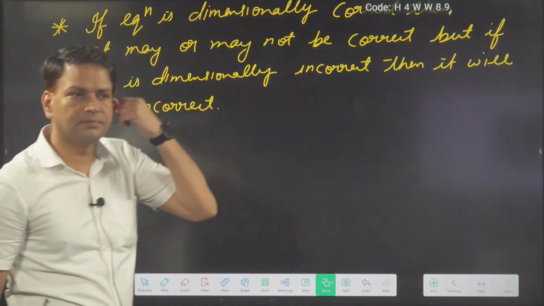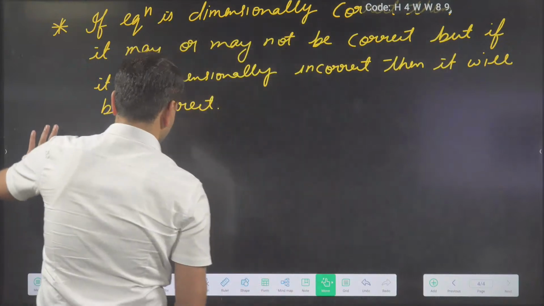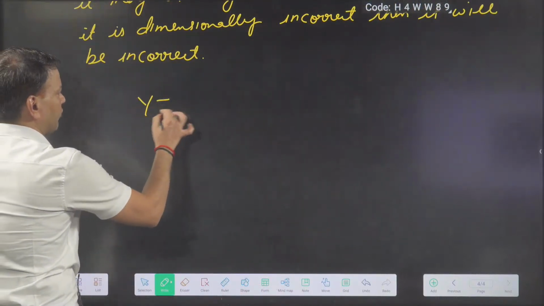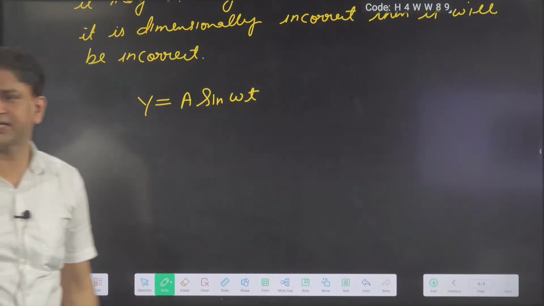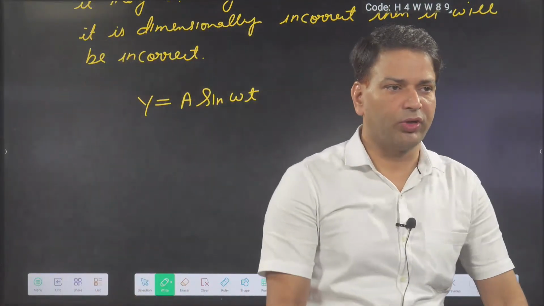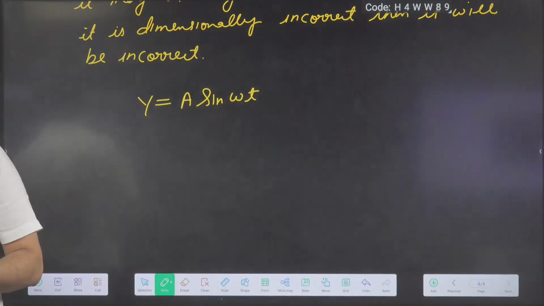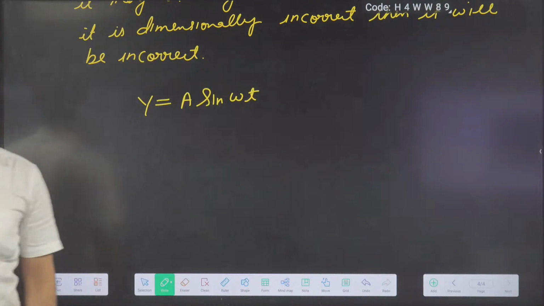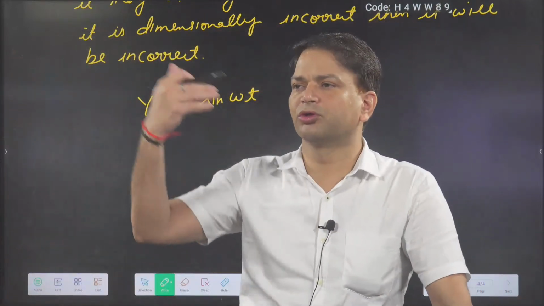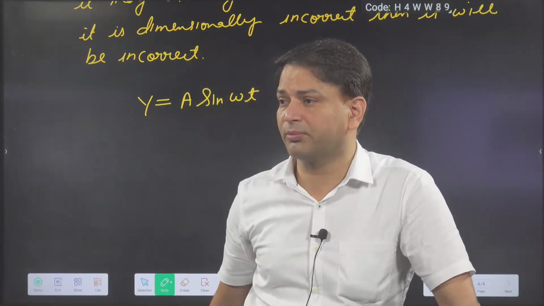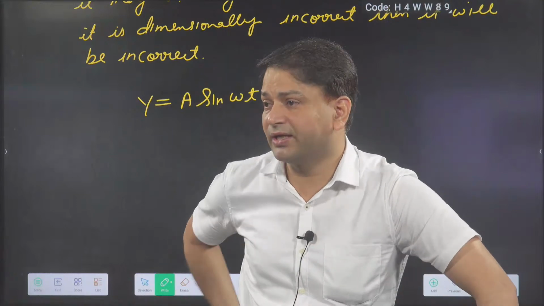Second thing, if any equation contains, like suppose I am giving one example, y is equal to A sine omega t. If I write y is equal to A sine omega t, and I am asking whether this equation is correct or incorrect. So we have learned the SHM equation y is equal to A sine omega t, maybe you know. So if you know, then you will say, sir, this is a correct equation because it is the SHM equation.